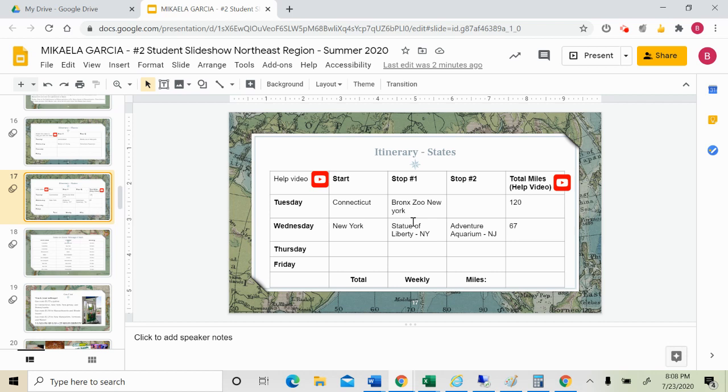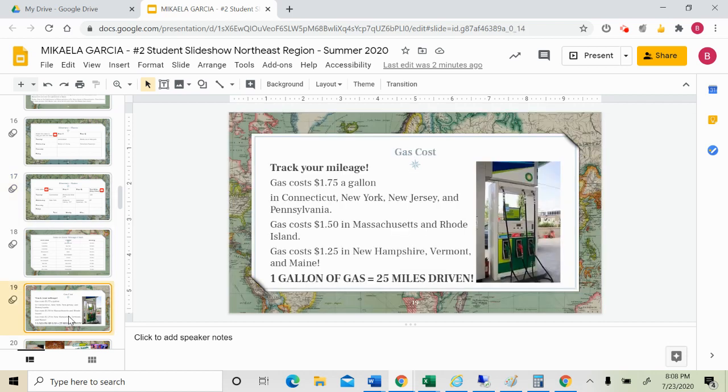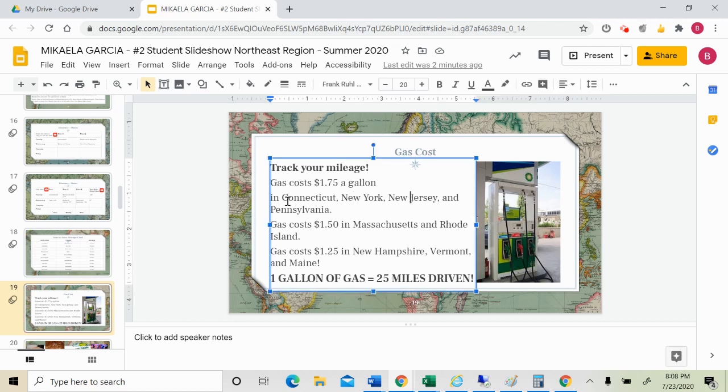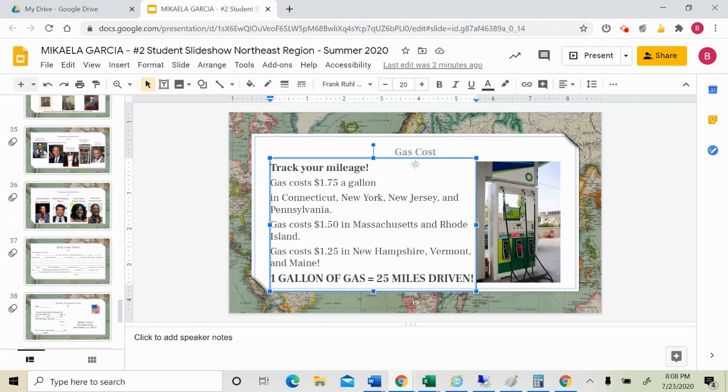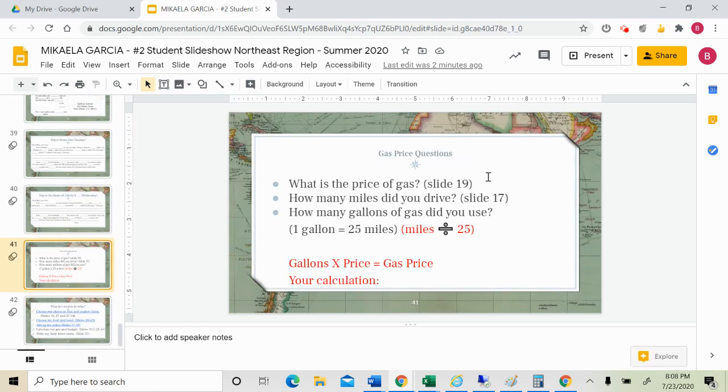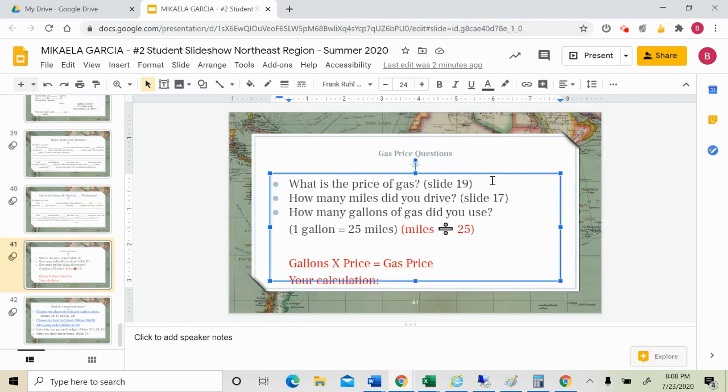So on Wednesday, I am visiting New York and New Jersey. According to slide 19, that means that gas is going to cost $1.75 a gallon in both states, because in New York and New Jersey, it's both $1.75. So I'm going to go back to slide 41, and just so I keep track, I'm going to write $1.75. Okay, so that's my answer to the first question.